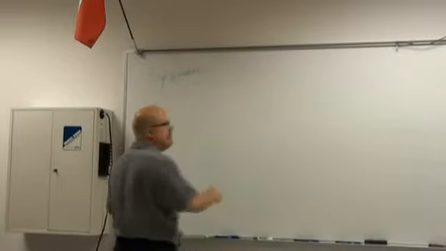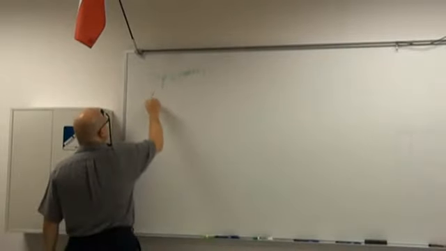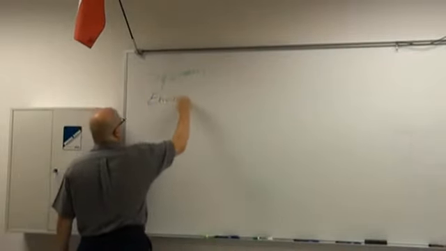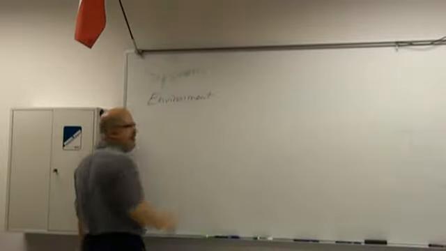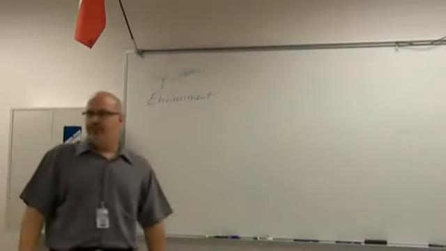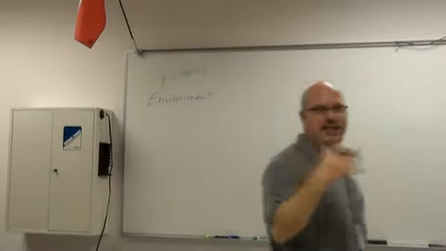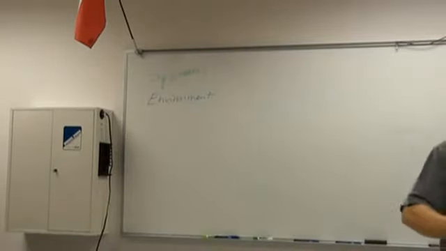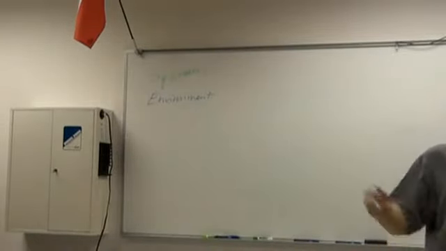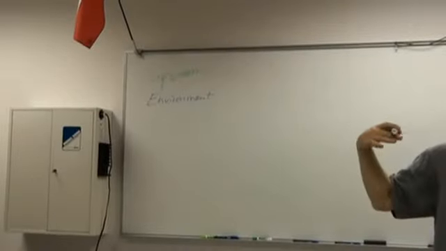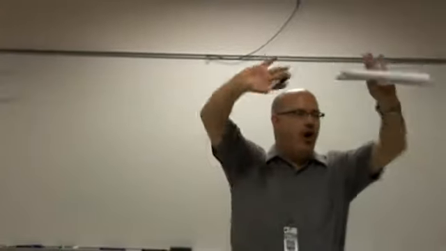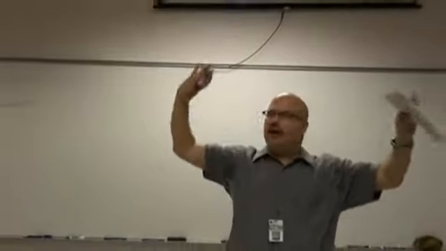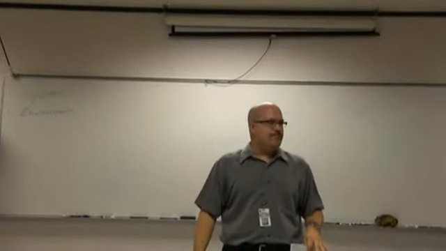A system is a collection of stuff that you're going to keep track of. The environment is everything that's not the system. Now, you can define your system to be anything you want. For instance, we could define the system to be everything in this room, and therefore the environment would be everything in the hallway, above the ceiling, outside the walls, below the floor.